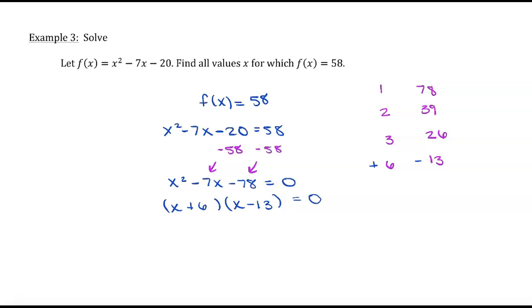Now we'll set each of these factors equal to 0 and solve for x. X plus 6 can equal 0, or x minus 13 can equal 0. If x plus 6 is 0, x needs to be negative 6. And if x minus 13 is 0, x must be positive 13. So the values for x for which f of x is equal to 58 are the values negative 6 and positive 13.